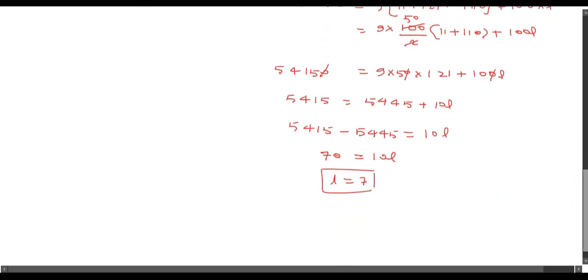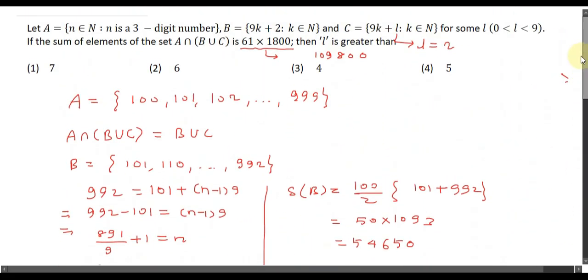Now let's compare this value of L with the given options. We have to find such numbers which are greater than L. So we find that option 2, option 3 and option 5 are correct according to the given question. So correct options are option 2, option 3 and option 4.